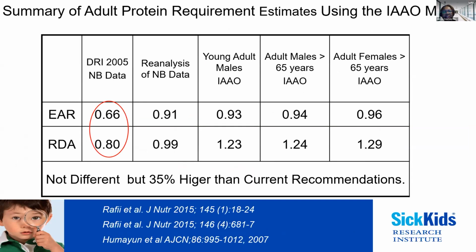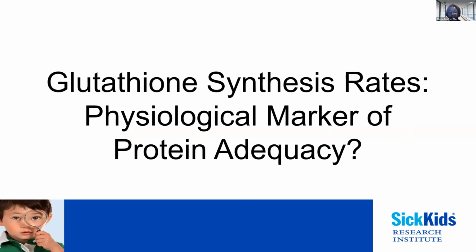Just to summarize, the DRI recommendation is 0.6 and 0.8 grams per kilo per day, and this is for old and young adults. We reanalyzed the nitrogen balance data and found 0.91 and 0.99. And we applied the stable isotope-based IAAO method to study the requirement in young adult males, older adult males, and older adult females. And we got around 0.9 and 1.2 to 1.3 grams per kilo per day. As you can see, the requirements in young and older adults are not different.